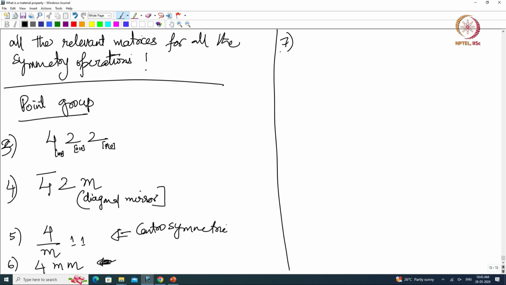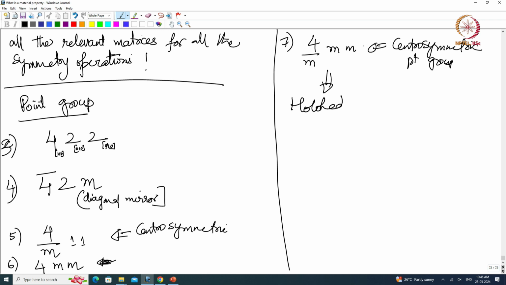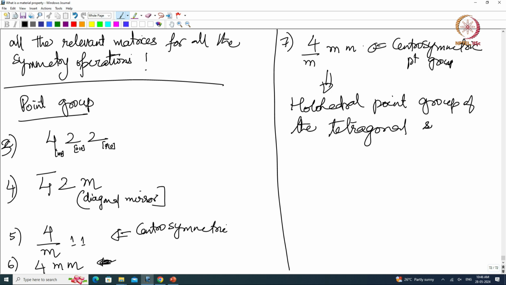And the other point group I can have by combining various operations is 4 by M and then M M. So, this is again a centrosymmetric point group, and this becomes the holohedral point group of the tetragonal system. So, these are the various point groups, and any other combinations will either belong to these point groups or will not satisfy the condition that what I have is a tetragonal system. So, these are the 7 combinations you can have as point groups of a tetragonal system.